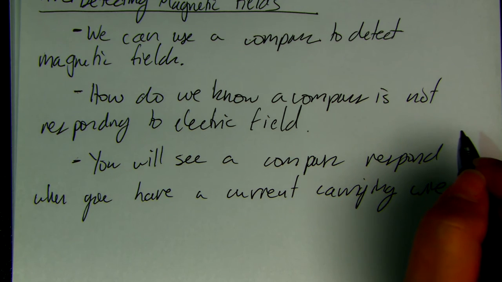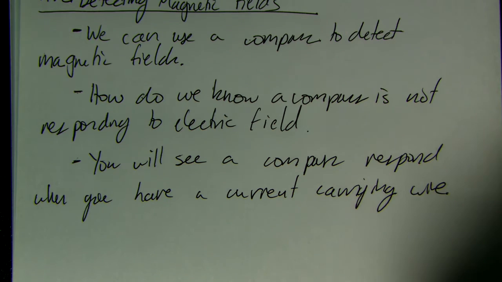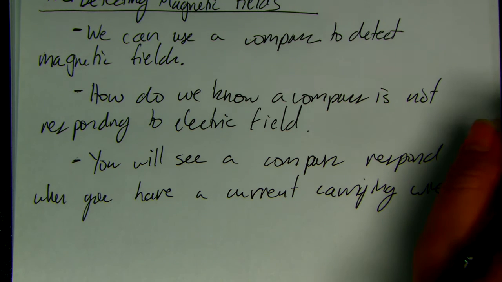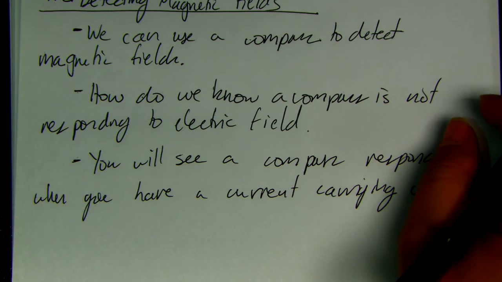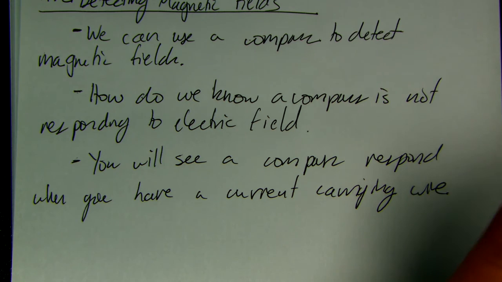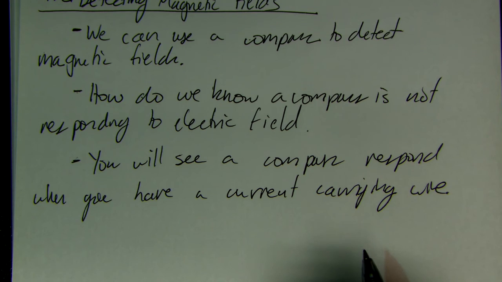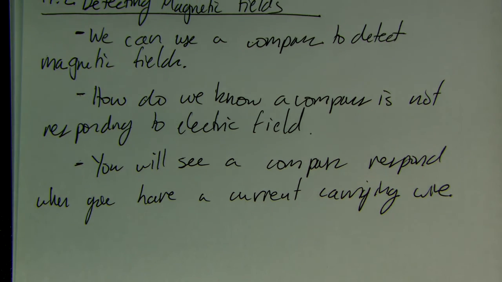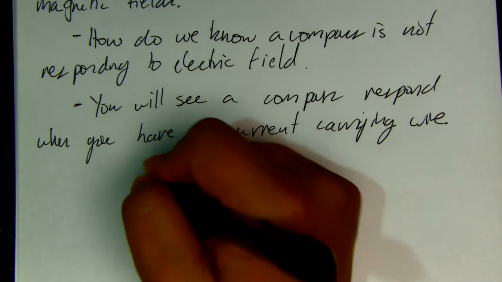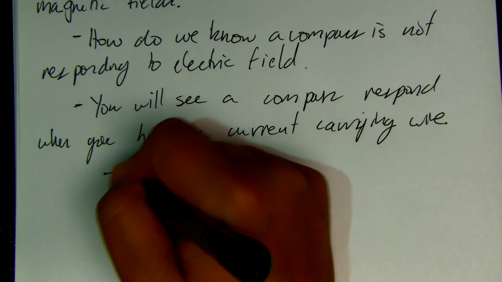So, by the way, this response was discovered entirely by accident. Orsted was teaching class, talking about electric currents, happened to have a compass on the table because I come from a long tradition of physicists that have messy workspaces, and he saw that the needle deflected when current was running through the wire.